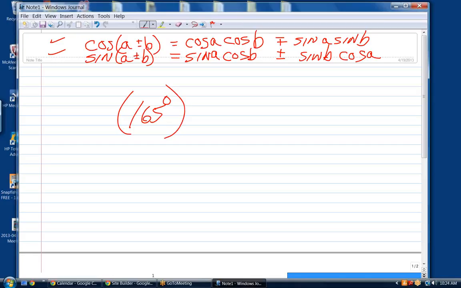Let's see. 90, no, that wouldn't work. Now remember, you can break it up by causing it to be the sum of two different things, or you can break it up by causing it to be the difference of two different things. You could have 120 degrees plus 45 degrees. Good. We know what 120 and we know what 45 are, and that's the key. You always want to break it up into two angles that you can figure out without a calculator. Another way. What's another way we could break it up?